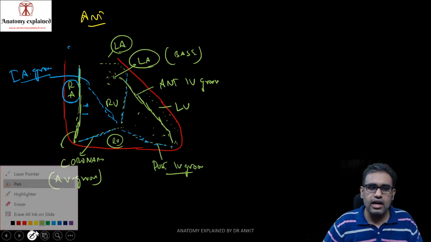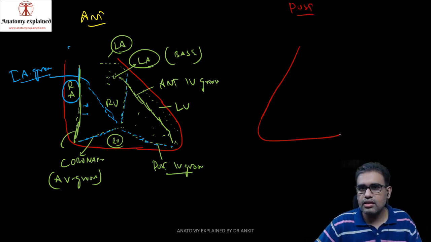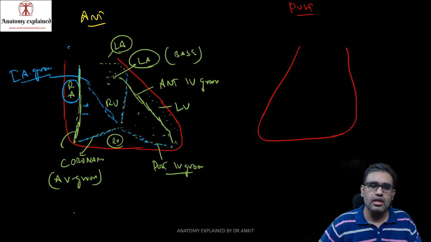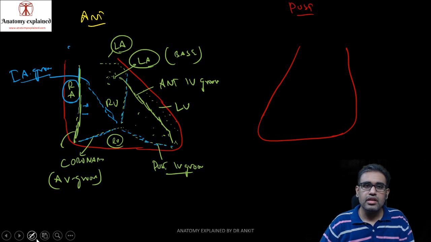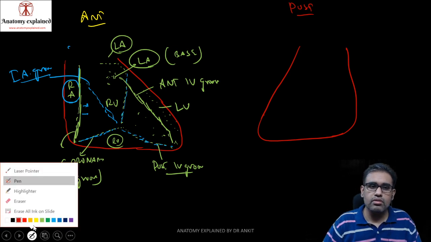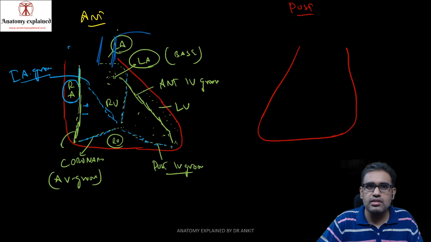So that was the anterior view. Now if you try to make it from the posterior view, it would be somewhat like this. What are the main vessels that we also have to understand? If you look at both sides, the main vessel coming anteriorly from the RV is your pulmonary trunk. This is your pulmonary trunk, which divides into two pulmonary arteries.